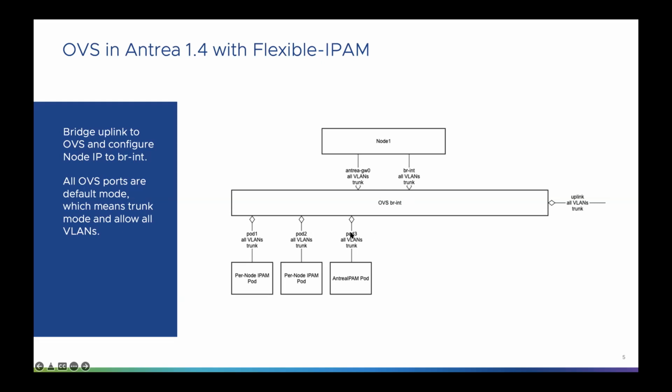And the new port, named the Antrea IPAM port, is also bridged to the OVS bridge. But all the ports are in default settings, which is trunk mode, and it will allow all VLANs to pass this port.